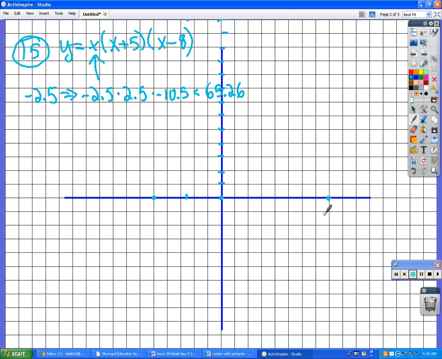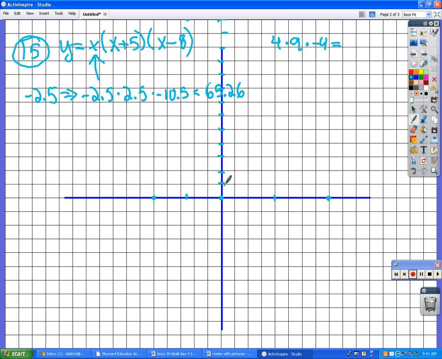What's halfway between 0 and 8? 4. 1, 2, 3, 4. So I need to plug 4 into there. So that's going to be 4 times 9 times -4. And now I'm in trouble. -16 times 9 is -144. So I'm not going to be able to get there by 5s, am I? Okay, so good thing we got by 10s.